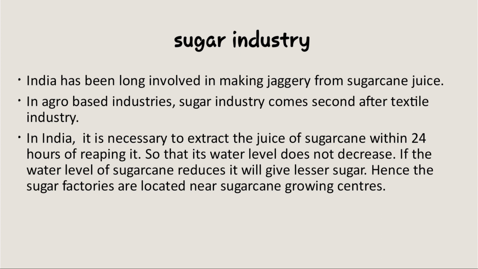Hence, the sugar factories are located near sugarcane growing centers. That is one thing you will see. Why are sugar factories near sugarcane growing centers? Because within 24 hours we have to extract the juice and make the sugar. Otherwise what will happen? It reduces the quality of sugar. That is why almost all the sugar factories are located near the sugarcane growing centers. Clear?